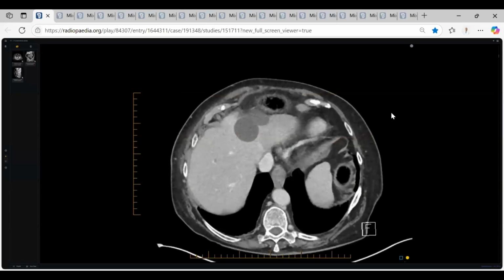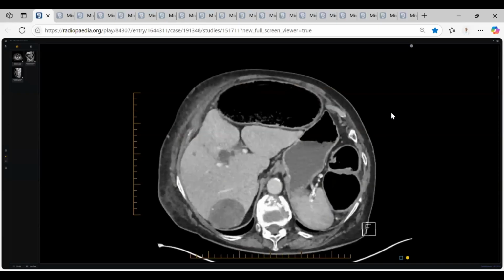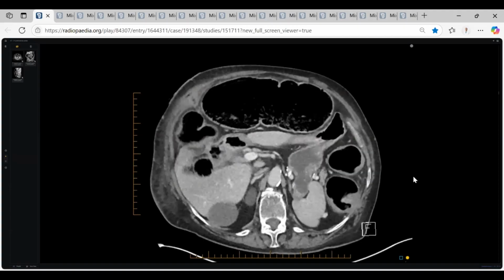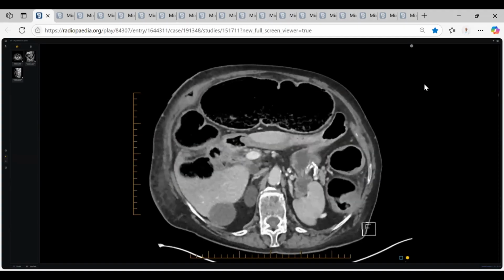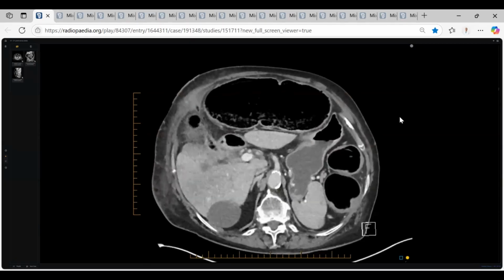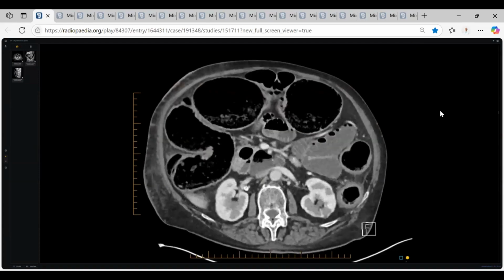Okay, but this is a rectal stone. Then look here. What is this? Fat stranding. Look at the skin. Then scroll down. What is this track? What is the name of an abnormal track between a bowel and the skin? This is fistula formation.